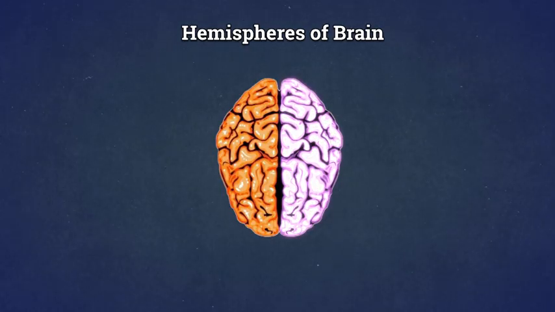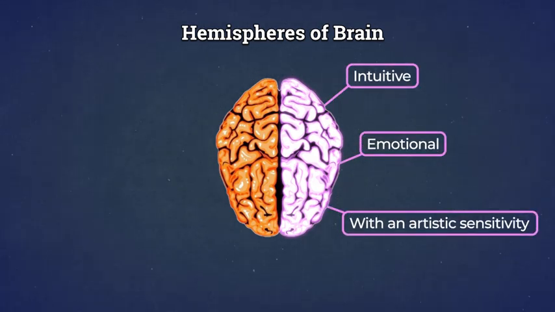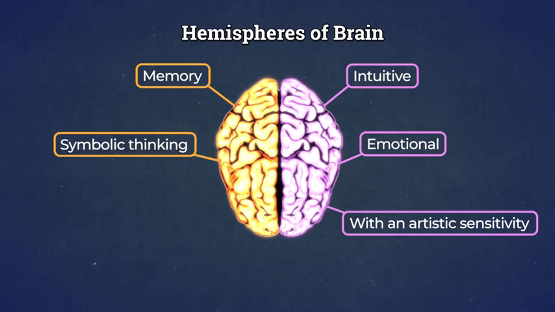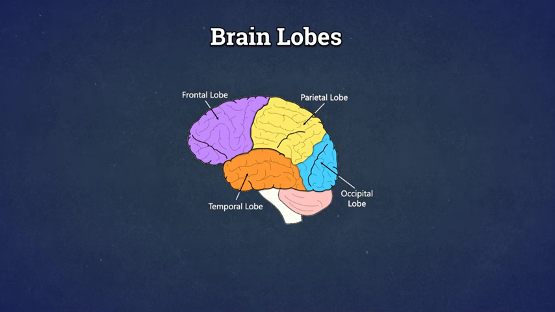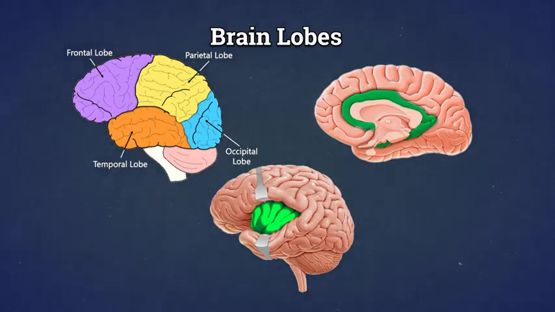The right hemisphere, which is more intuitive and emotional with an artistic sensitivity, and the left hemisphere, which is involved with memory and symbolic thinking. The left brain is also the seat of logic and reasoning. Each hemisphere is divided into several lobes, as you can see in your PDF support: the parietal, occipital, frontal, temporal, limbic lobes, and the insular cortex.